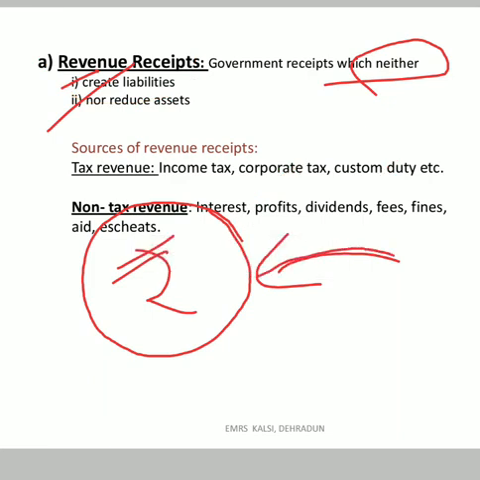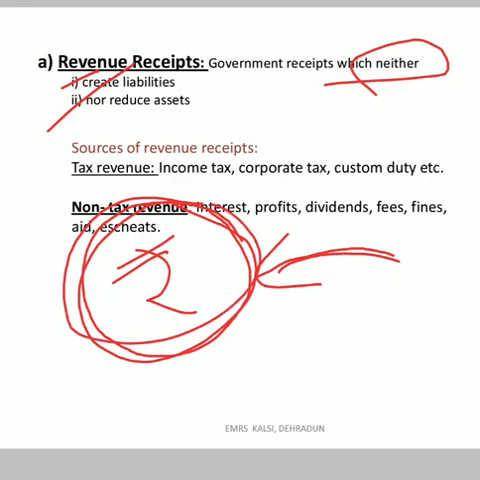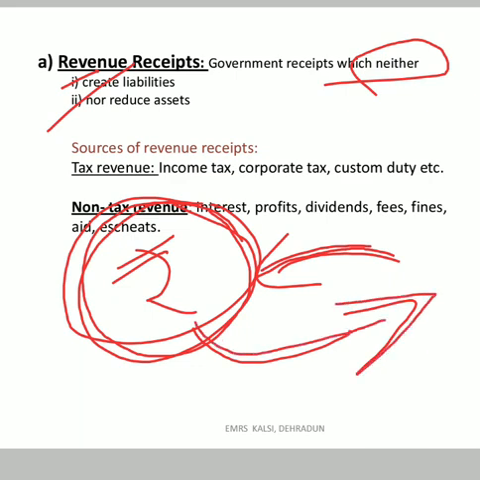If government is getting money in its bank account, and for this money government has not sold any of its assets or any of its PSUs, that is the first thing. Second thing, government does not need to pay it back. The money which government has received, government does not need to pay this money back. Then this money will be counted under the heading of revenue receipts.